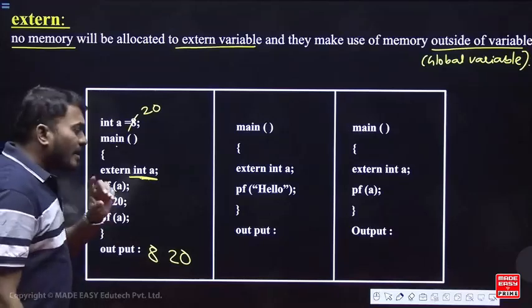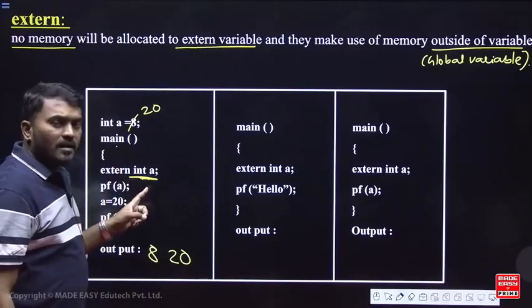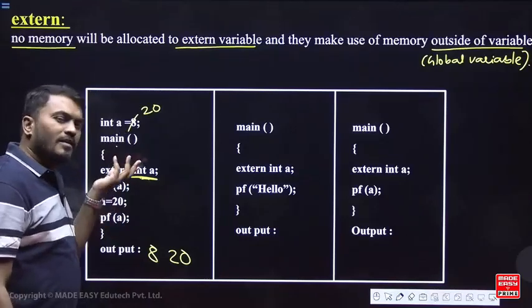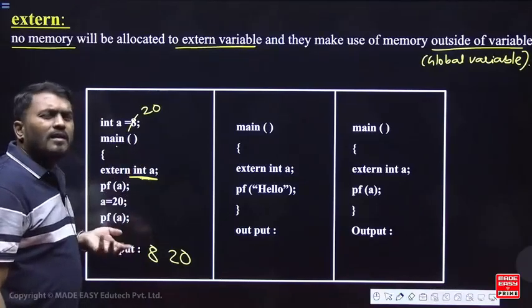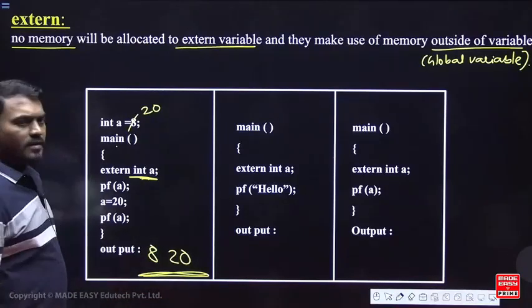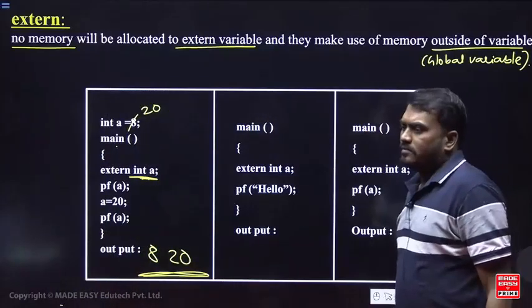Right? You should know the terminology. Extern int a: what is the meaning of this? a is local to this main function, but they make use of memory of the outside variable. So it is working just like a reference. So this is the output for the first example. Now copy karo.